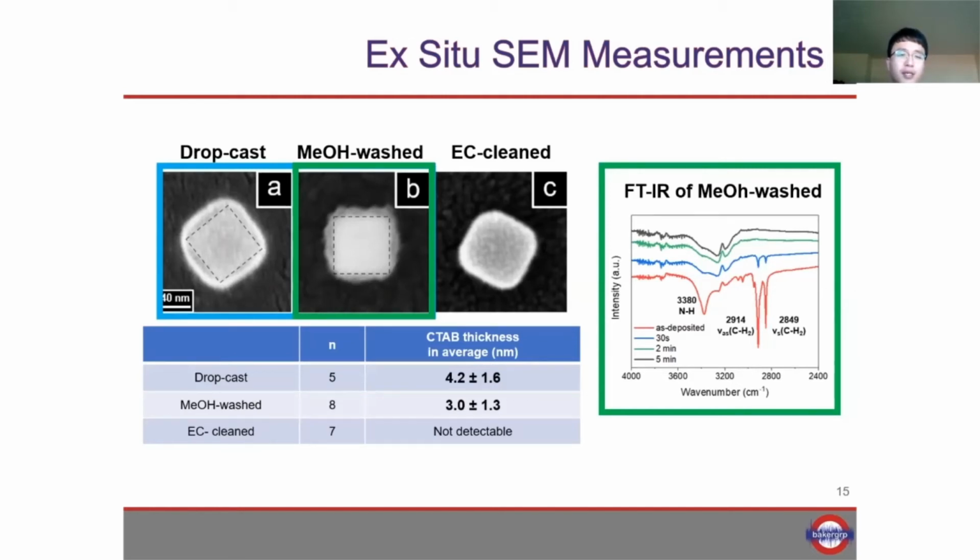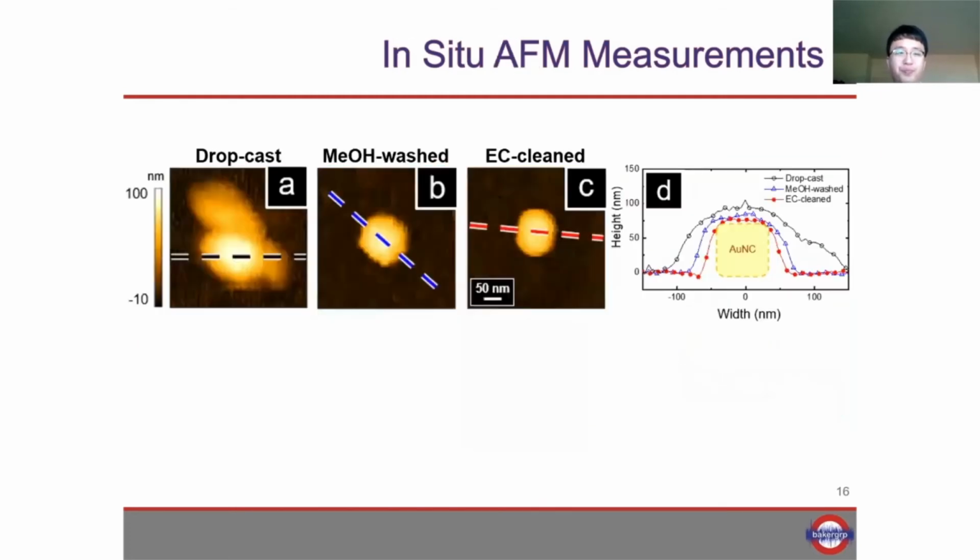Lastly, in EC-cleaned gold nanocube, such a contrast difference of outer layer was not found, indicating that electrochemical cycling effectively removed the CTAB ligands from gold nanocube surface. So the thickness of a CTAB layer was 4.2 nanometers for drop cast and 3.0 nanometers for methanol washed, and it was not detectable in the EC cleaned gold nanocube.